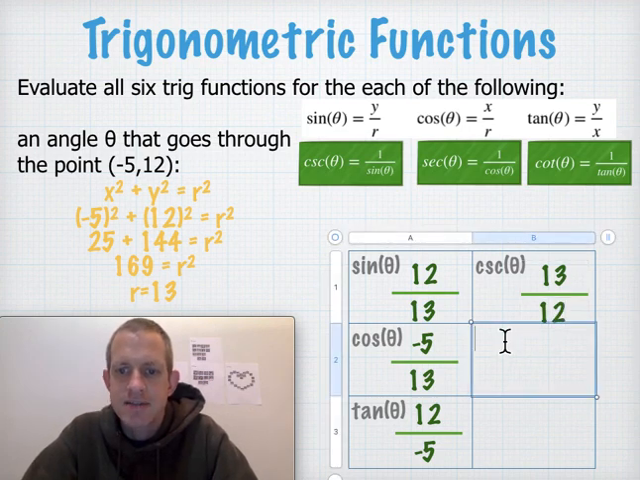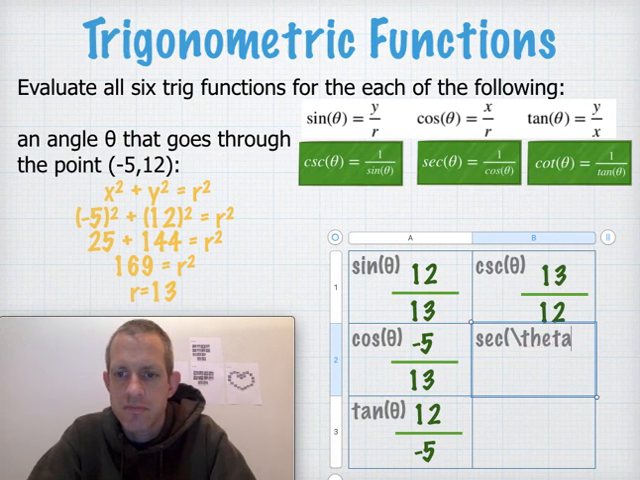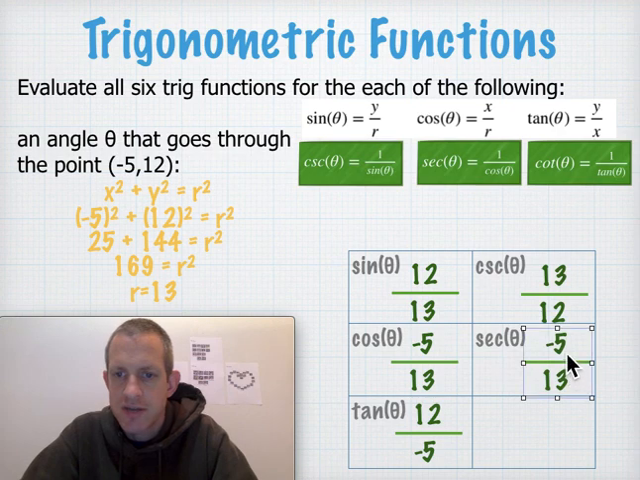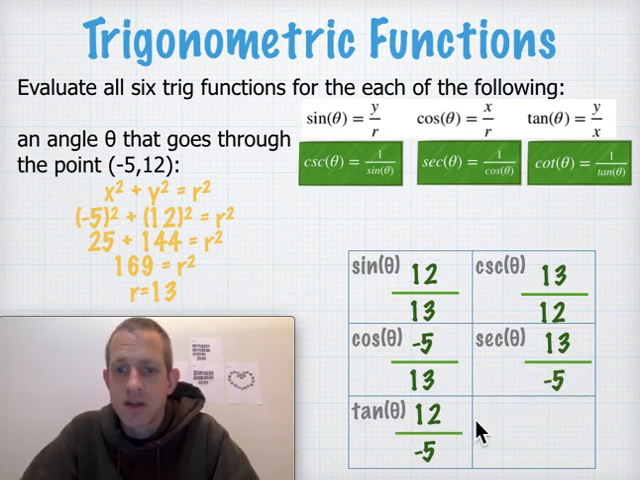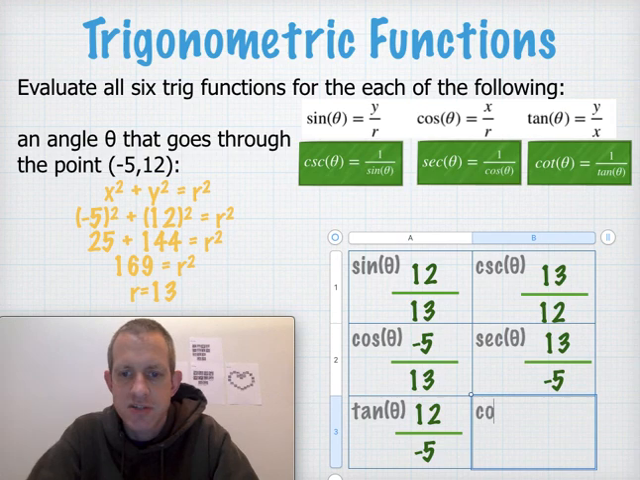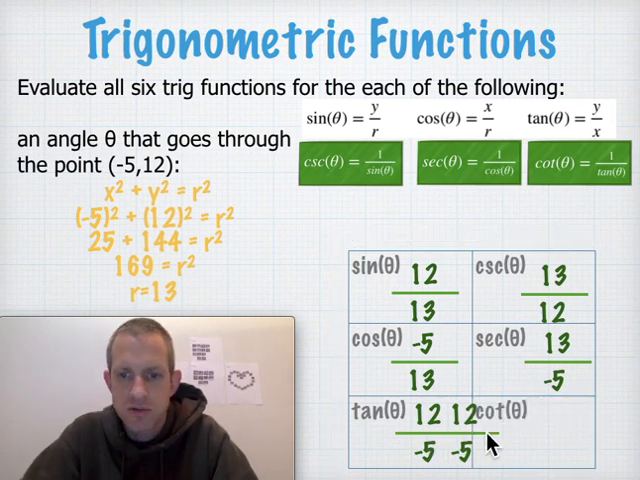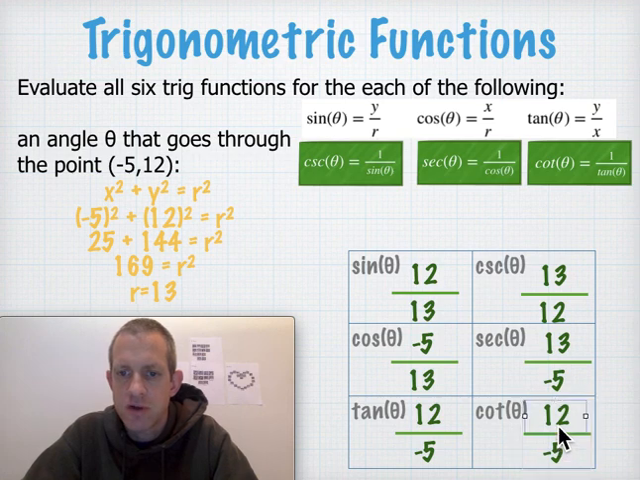And secant is the reciprocal of cosine. And so that's going to be 13 over negative 5. And cotangent is the reciprocal of tangent. And so we can do negative 5 over 12.